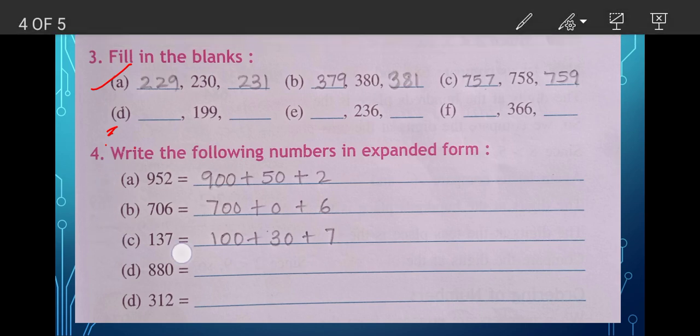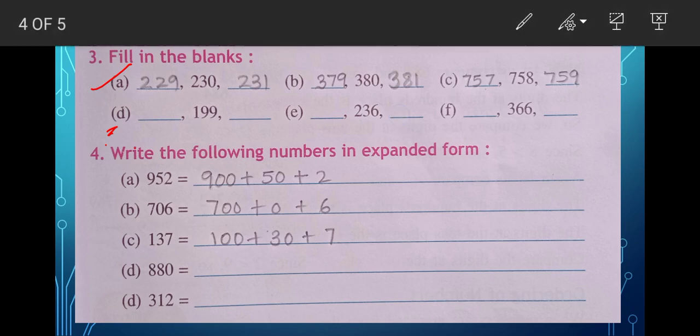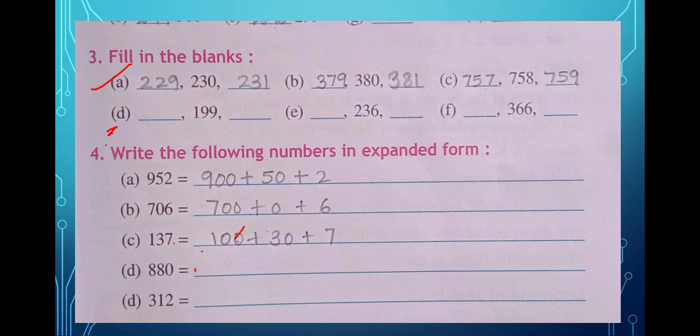Okay, so number 1, expanded form. As I told you, this is the easiest method, so you can do it like this also, there is no harm in it. So 952, how do you expand it? 9 is in hundreds place, so 900, plus 5 is in tens place, so 50, plus 2. Okay, 700 plus 0 plus 6. See, here 0 is in tens place, so you need not write 2 times 0. Okay, 1 zero will do.